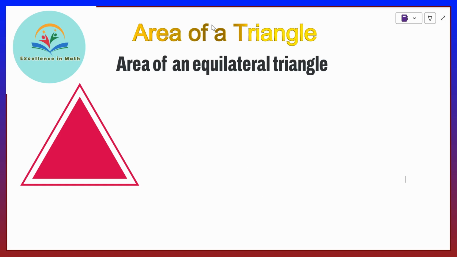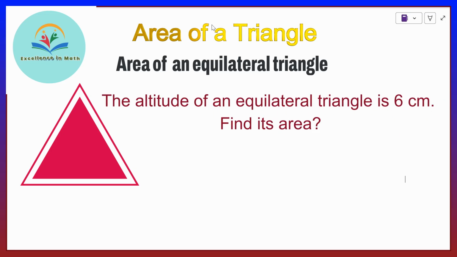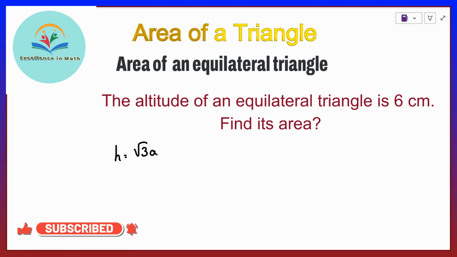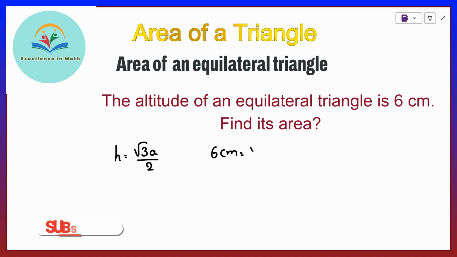Now let's apply the knowledge of finding the equilateral triangle's area with the help of an example. Here is the golden exam question. The altitude of an equilateral triangle is 6 centimeters. Find its area. Always it's very important to visualize it before going to solve the question. They have given the height of an equilateral triangle. What is the formula for the height of an equilateral triangle? Root 3 A by 2. Right? Perfect. Now they have given the altitude. The height is equal to 6 centimeters, that is equal to root 3 by 2 A.